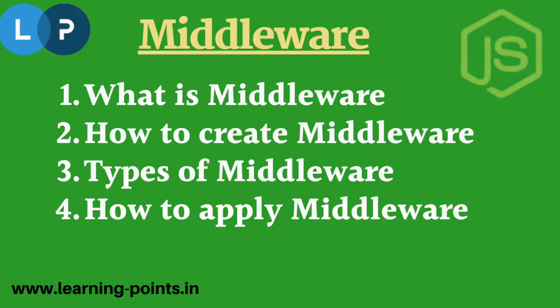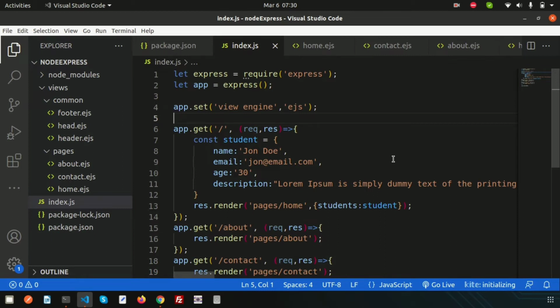In this video, we are going to discuss the middleware concept in Node.js. What is middleware, how to create middleware, what are the types of middleware, and finally, how to apply middleware. We need to know what is middleware and why we use it. Middleware is a function that has access to the request object. Now we need to know how it works.